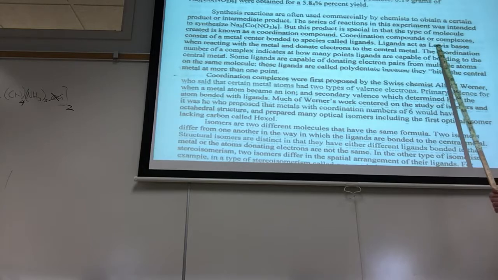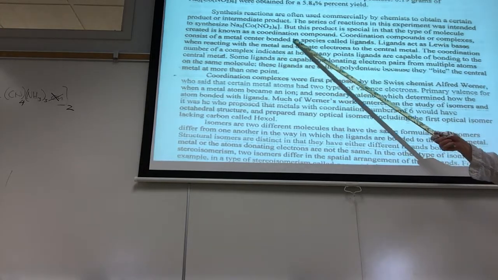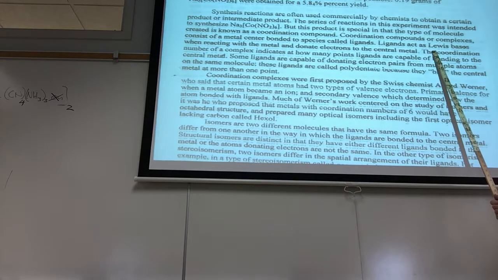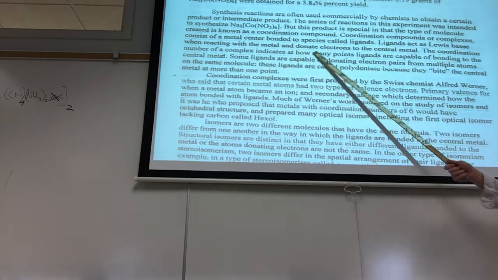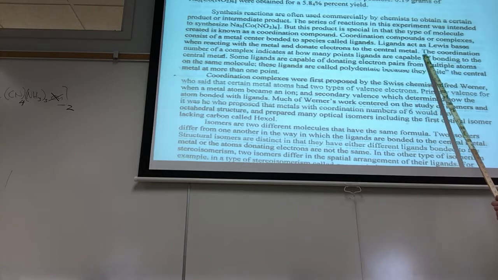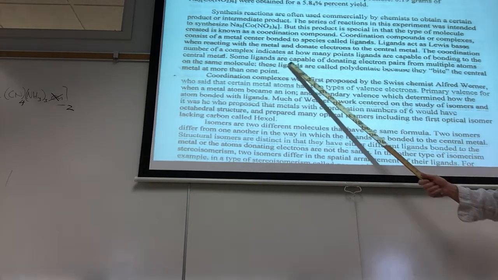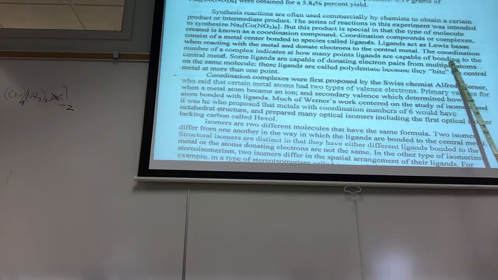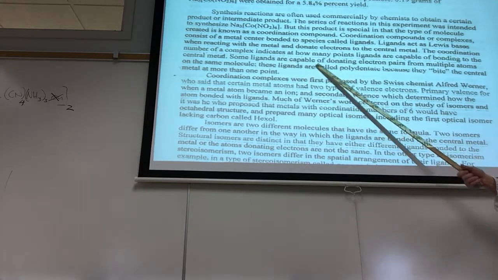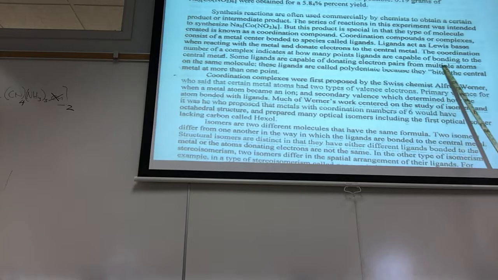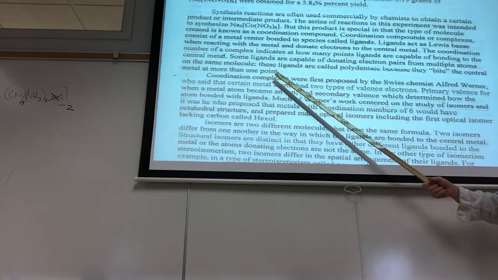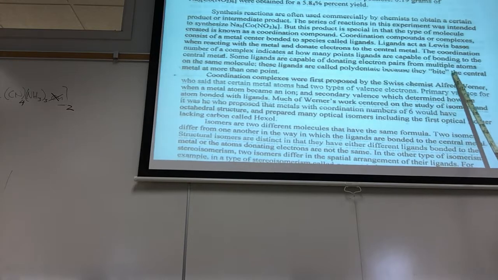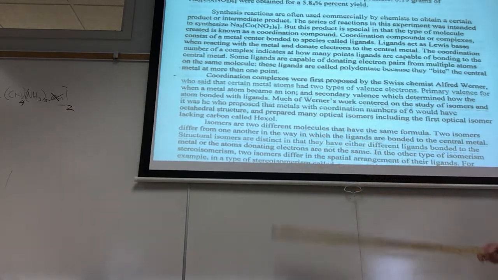Coordination compounds or complexes consist of a metal center bonded to a species called a ligand. Ligands act as Lewis bases when reacting with the metal and donate electrons to the central metal. The coordination number of a complex indicates how many points ligands are capable of bonding to the central metal. Some ligands are capable of donating electron pairs from multiple atoms on the same molecule. These ligands are called polydentate because they bite the central metal at more than one point.